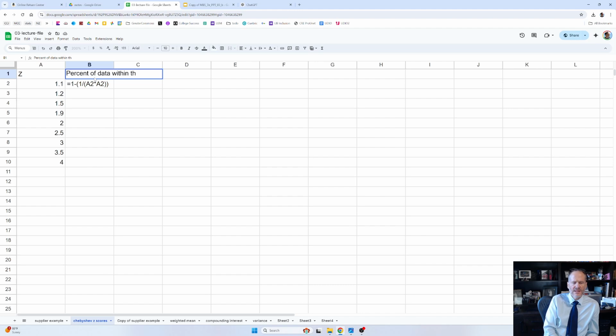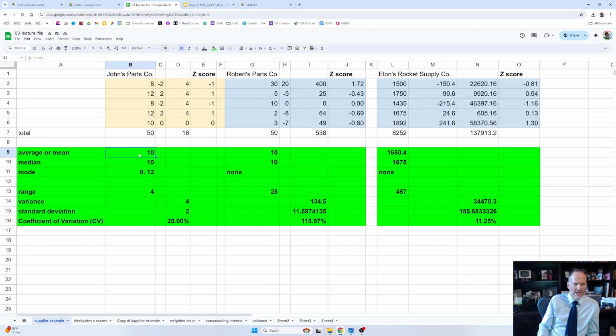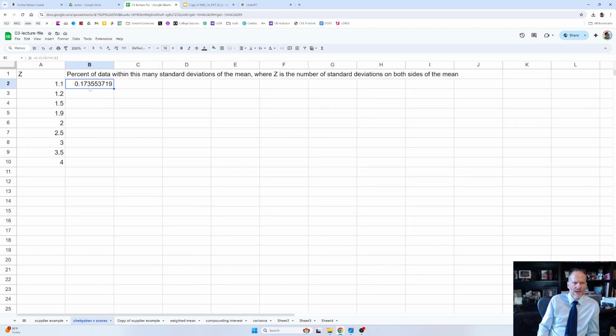within this many standard deviations of the mean, where z is the number of standard deviations on both sides of the mean. If you think of the mean of some data, like in this example, our mean is 10. Within 1.1 standard deviations, 17.36% of our data is going to be within 1.1 standard deviations.